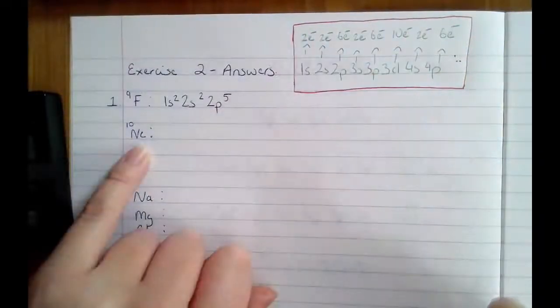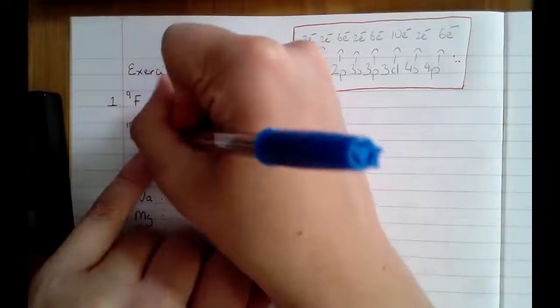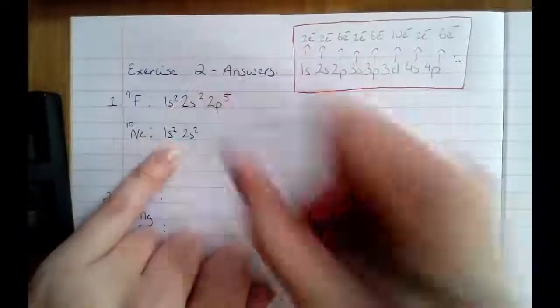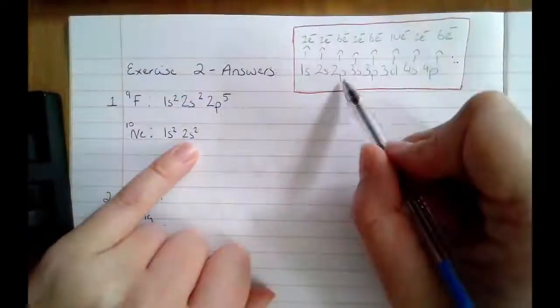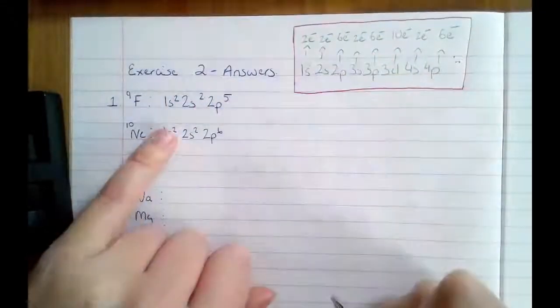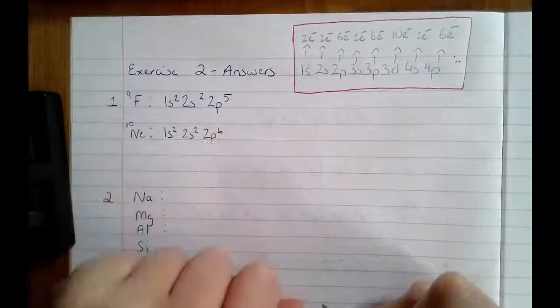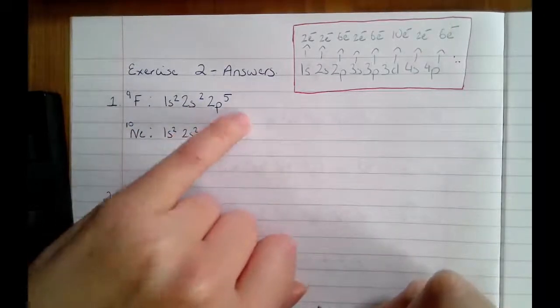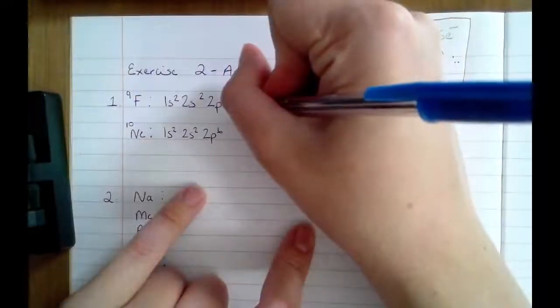Moving on to neon. Neon has got 10 electrons in total. Start with my 1s, put my 2 electrons in, move to 2s, put my 2 electrons in. 2p can hold 6 electrons in total. So 2, 2, 6 gives 10 electrons for neon. Just remembered now, I'm pretty sure in this I asked you to draw out the p orbitals in full, so I'm just going to do that.